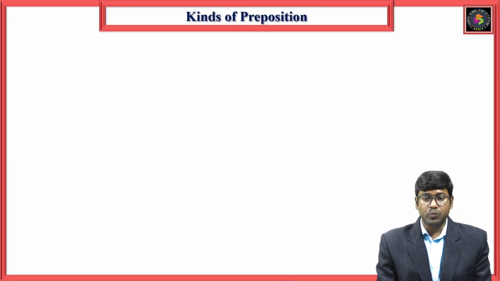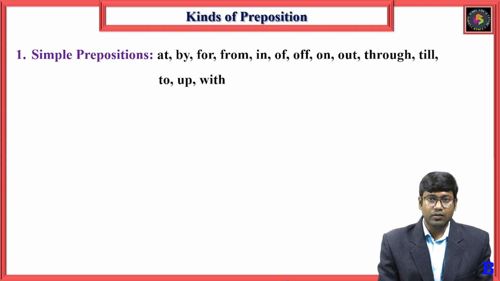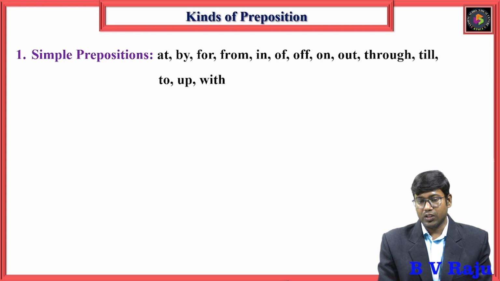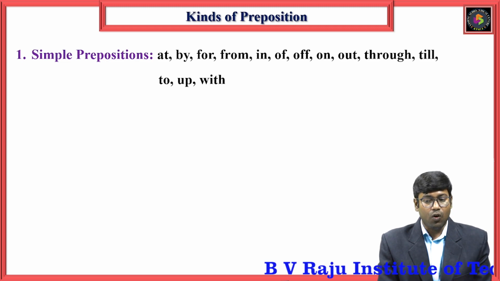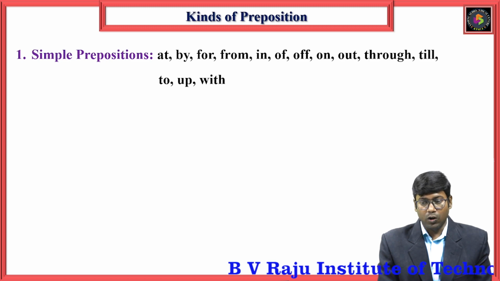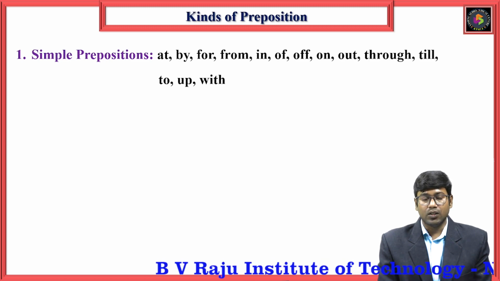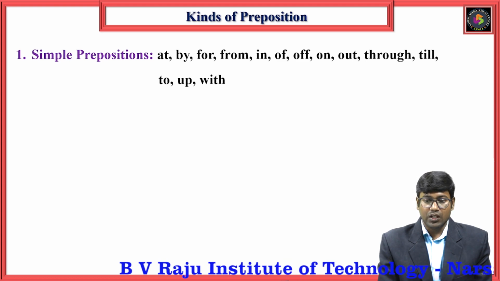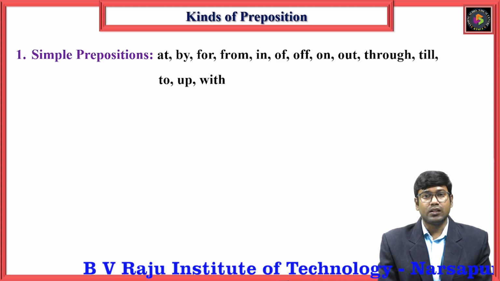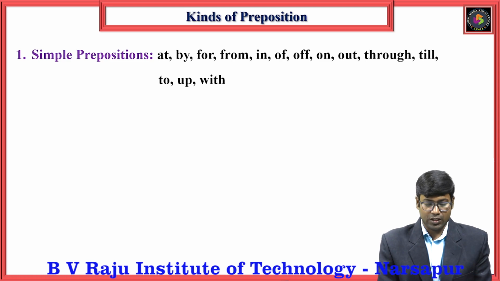There are kinds of prepositions. We'll try to understand one by one. First one is simple prepositions. What are the simple prepositions? You can see that at, by, for, from, in, of, on, out, through, till, to, with. All those we can consider as simple prepositions.